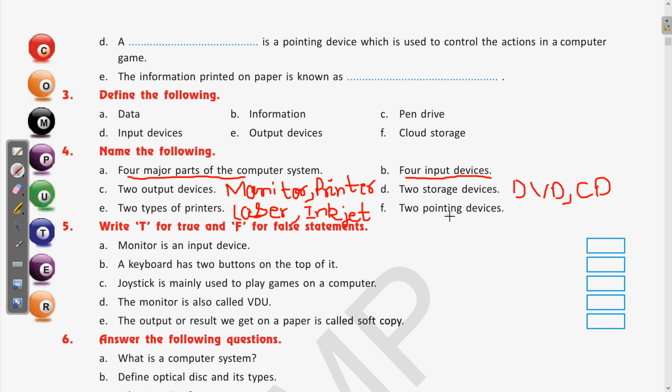Next is two pointing devices. So here the question is two pointing devices. Mouse is one pointing device, and we have also seen another pointing device which is used for playing games. What is the name of that? Yes, correct. The name of that input device is joystick. So mouse and joystick are two pointing devices used with the computer. Mouse is used for all the things, and joystick is used for playing games. I hope we have covered this in the chapter also.